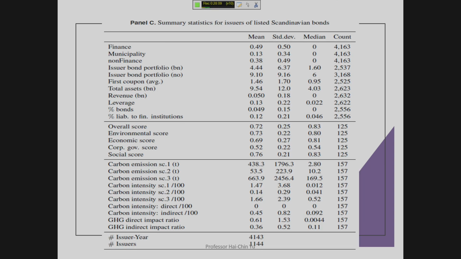And this is the summary statistics of the regular bonds. So you have some data to compare their emissions, scope 1, scope 2, scope 3, carbon intensity divided by total assets. Then you have these answers. And GHG direct and indirect. So indirect includes your supply chain emission. Direct is the company's own. Indirect can combine your supply chain.